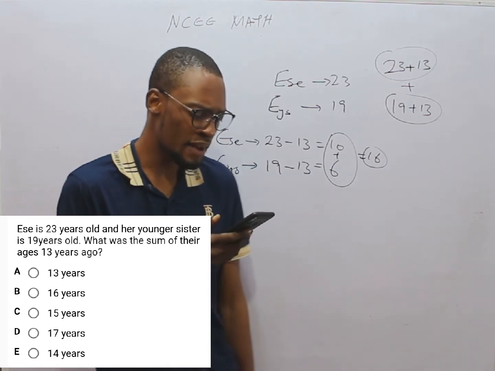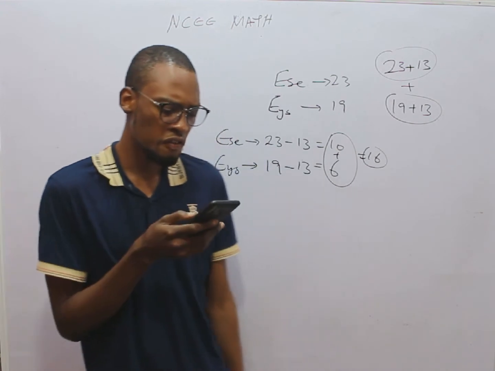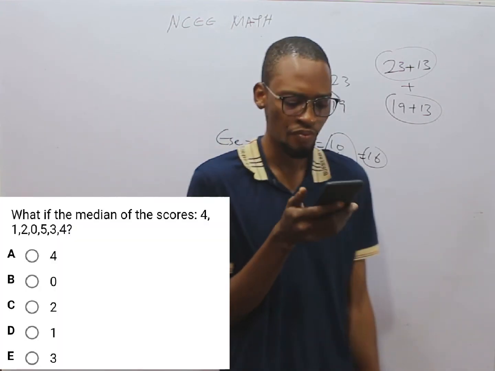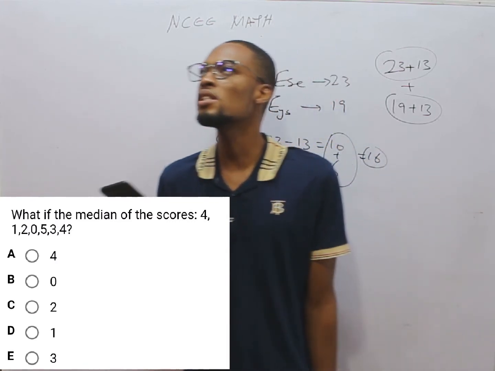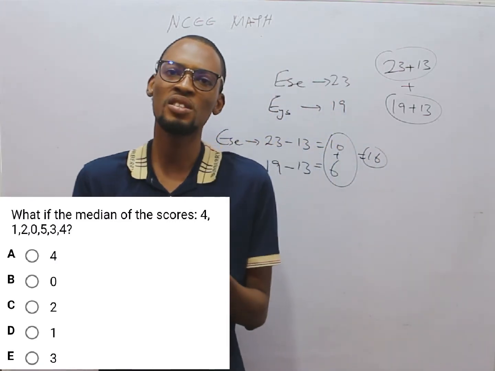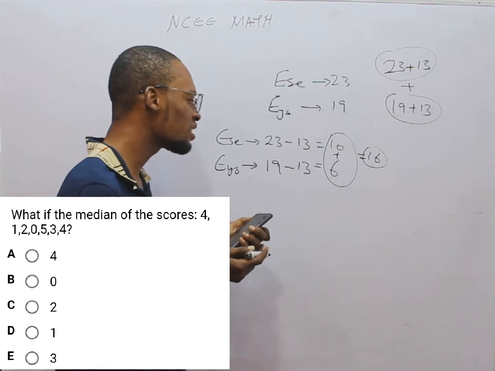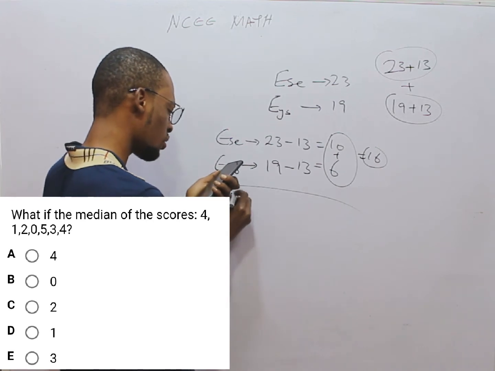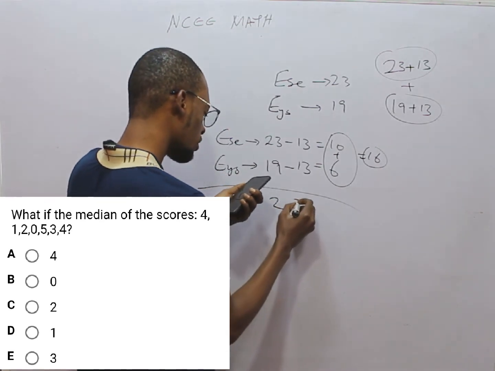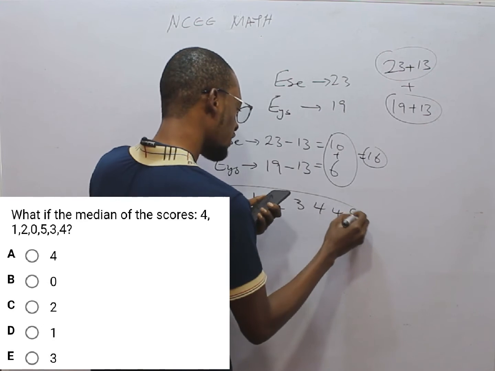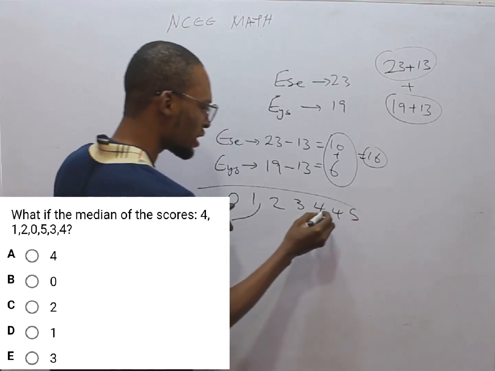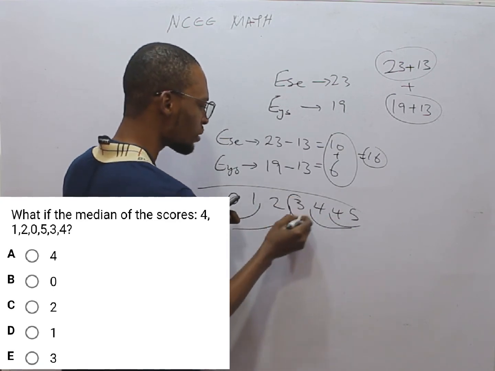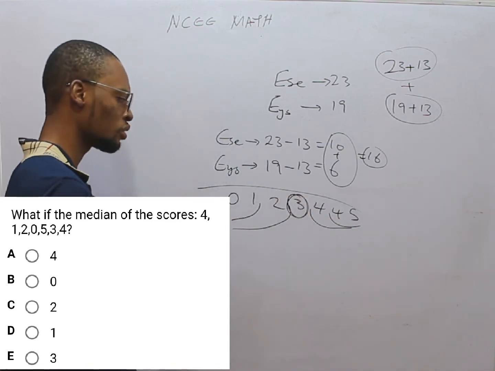And this is telling us to find the median of the scores 4, 1, 2, 0, 5, 3, 4. Median is simply the middle number when you arrange numbers in ascending or descending order. Arranging these numbers in ascending order, we have 0, 1, 2, 3, 4, 4, 5. If you take 2 away from here, take 2 away from here, you have 3. Take 1 away from here, take 1 away from here, you have 3. This is the middle number.